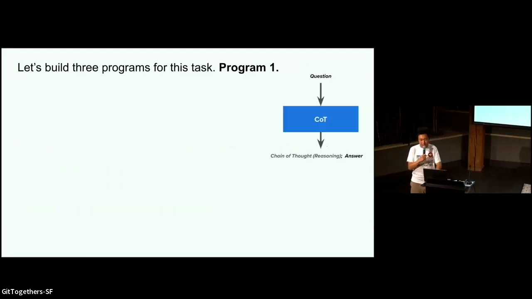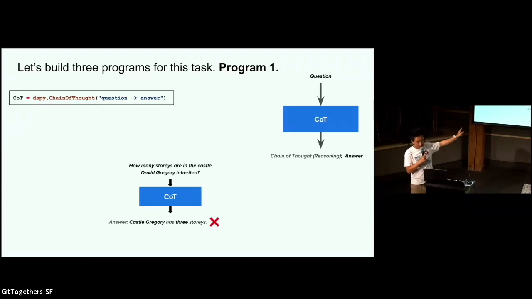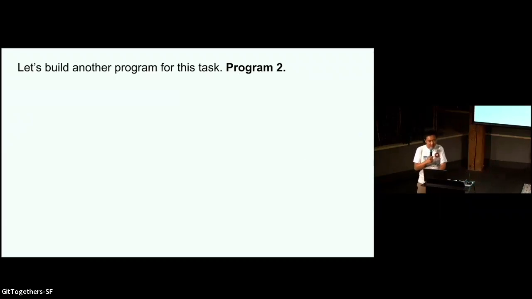The first DSPy program we can build for this task is very simple. It's just one module, one chain of thought module. We can write the program like this. The COT, the DSPy program, is a chain of thought module from a question to an answer. If we ask this module this question, the language model, whatever underlying language model we're calling here, will give us a quite unsatisfying answer. It says, Castle Gregory has 3 stories. This is definitely hallucinated.